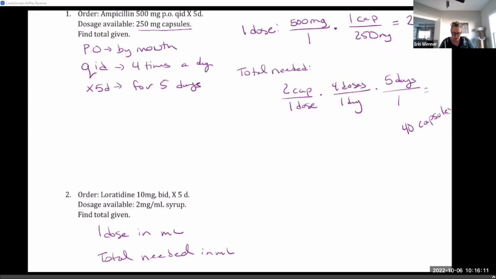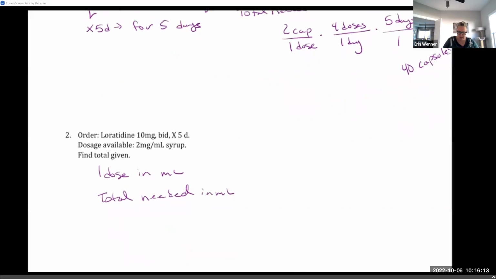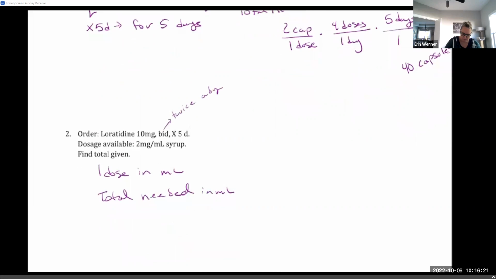Okay, so if we look at one dose, so we're getting 10 milligrams BID, which remember BID means twice a day, for 5 days. And then the dosage available is 2 milligrams per milliliter. So one dose, we're going to take our 10 milligrams for one dose, and we're going to multiply it by our 1 milliliter over 2 milligrams.